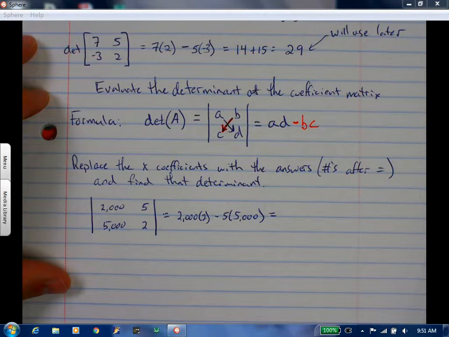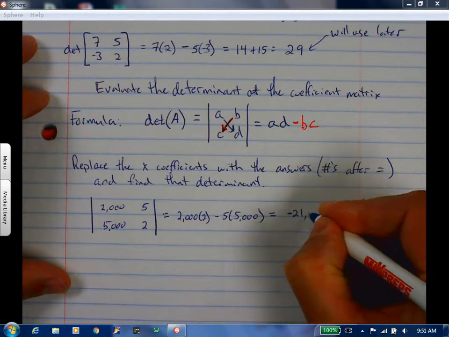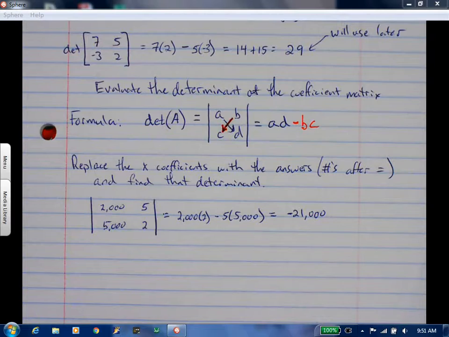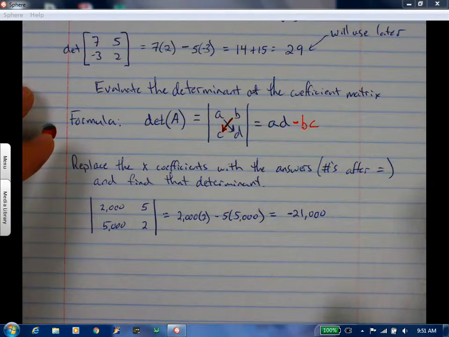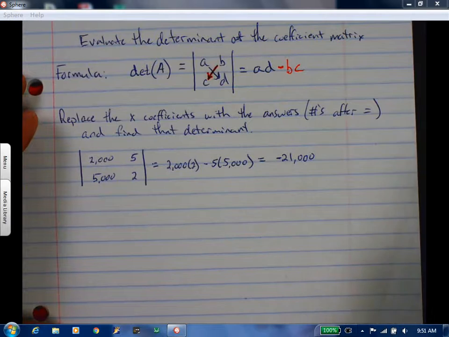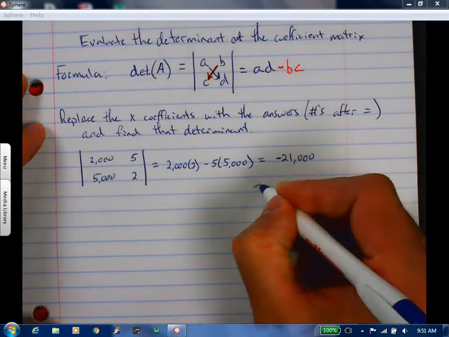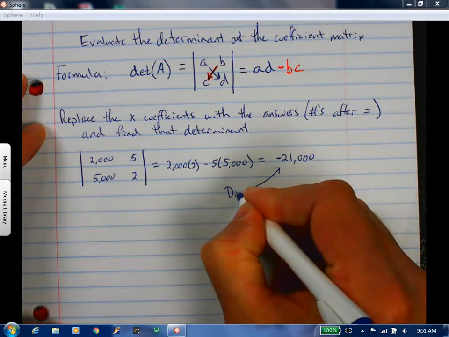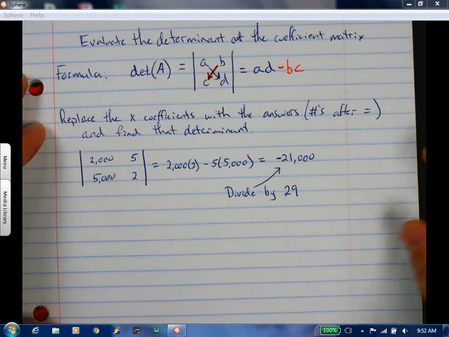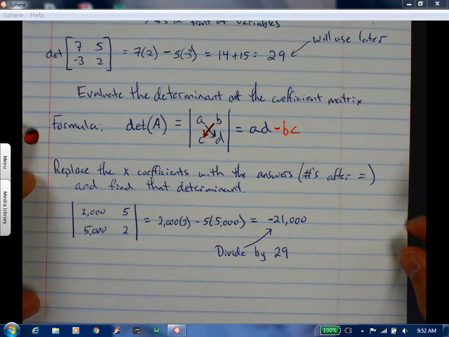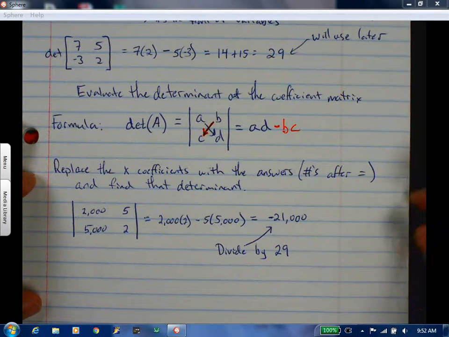Negative 21,000. So it's 4,000 minus 25,000, so you get negative 21,000. So we're going to take this number and divide by 29. Where did the 29 come from? The determinant of the coefficient matrix.